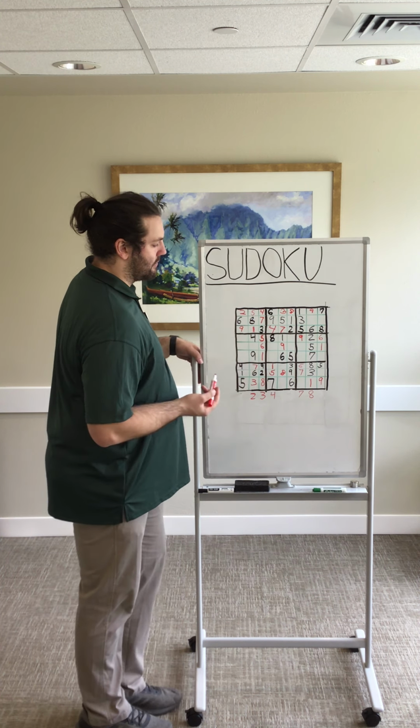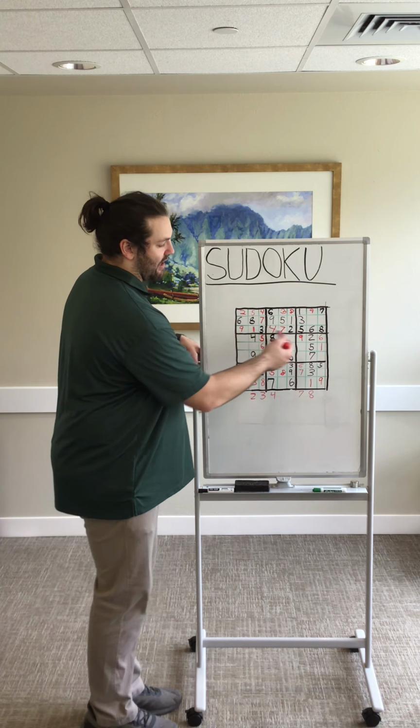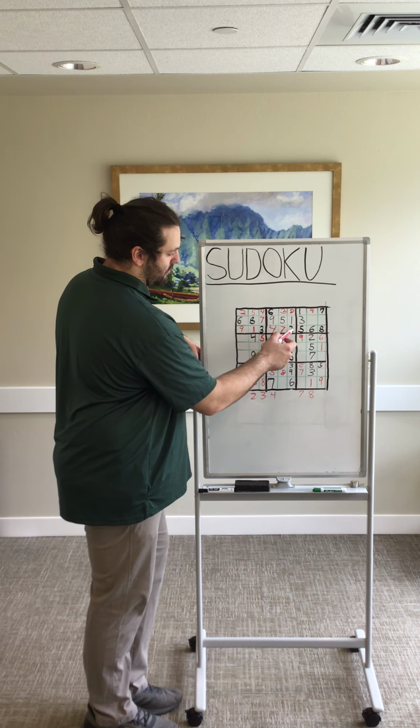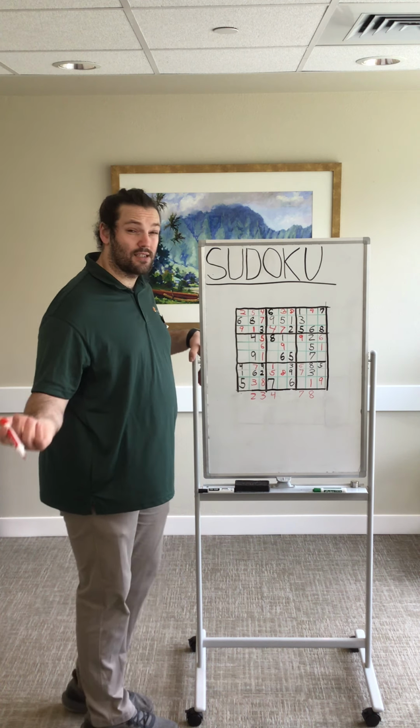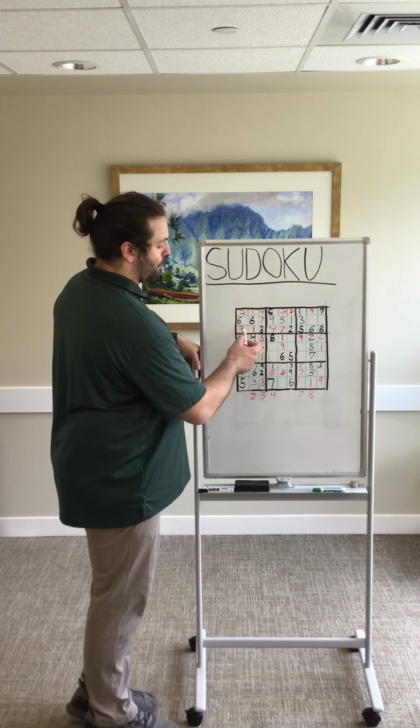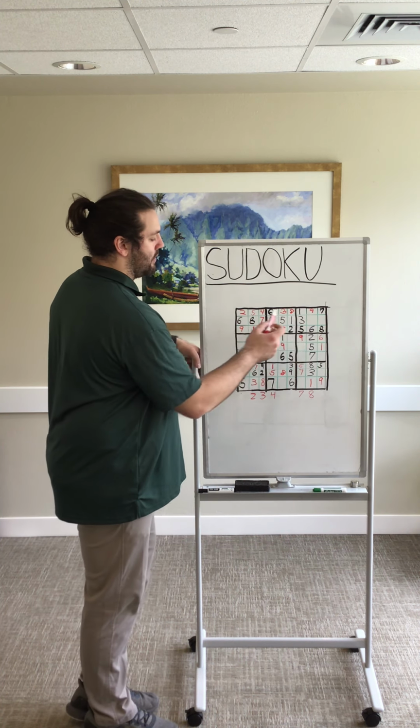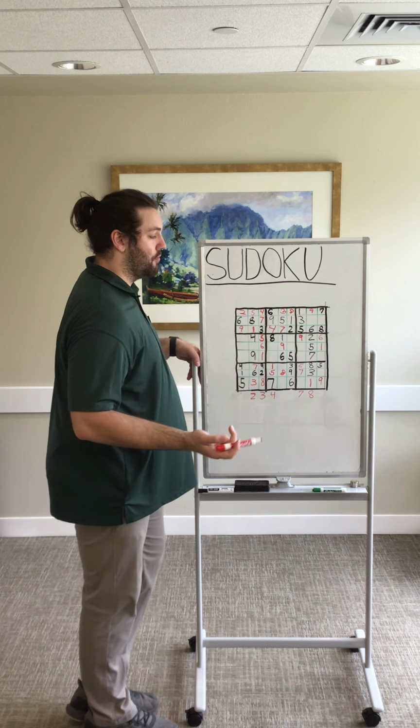Okay, and does that check out for the row? 1, 2, 3, 4, 5, 6, 7, 8, 9. The row checks out as well, you see? So the row only has 1 through 9. The block has 1 through 9.